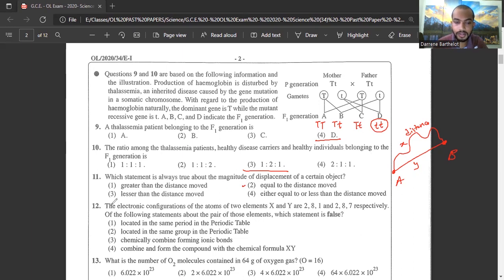But let's read the other answers also. Lesser than the distance moved, that's also somewhat correct. Fourth one, either equal to or less than the distance moved, that is the most suitable answer. Here I told you, when you take X and Y, Y will be less than X. That means the displacement will be less than the distance, or it will be equal to it. So the answer is the fourth one.